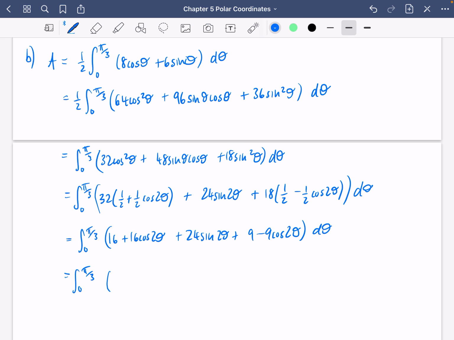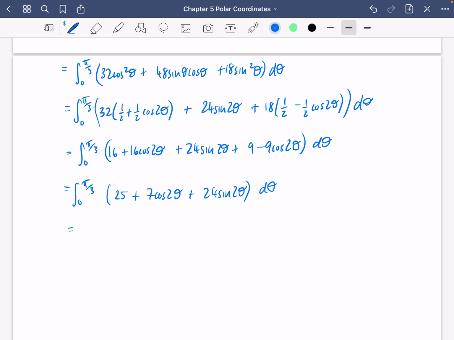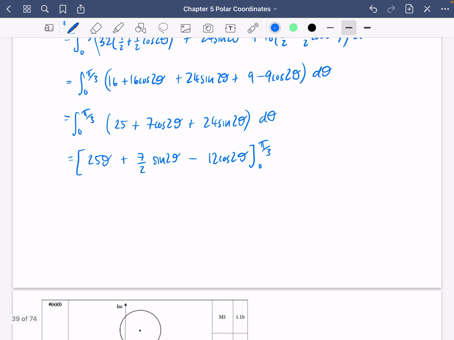16 plus 9 is 25. So that's 25. And then we've got 16 cos 2 theta minus 9 cos 2 theta, which is 7 cos 2 theta, plus 24 sine 2 theta. And that's all with respect to theta. So we can actually just go in and integrate. You're going to get 25 theta. Sine goes to cos, so I know it's going to be a sine 2 theta, and it's going to have to be halved. And it's going to be a minus 12 cos 2 theta for that last bit, between 0 and pi over 3. So I'm going to sub in pi over 3.